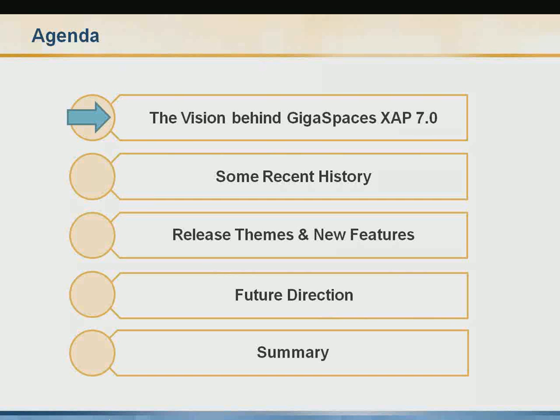So what we're going to cover today is the following. We'll first go over the vision behind Gigaspace's XAP in general and behind 7.0 in particular. Then we'll recap some of the recent releases dating back to 2007. And the bulk of the presentation will be dedicated to an overview of the new release themes and features, using also a short use case that Shai will walk us through. At the end of the presentation, we'll talk a little bit about the product's future direction, and then we'll summarize with questions and answers.